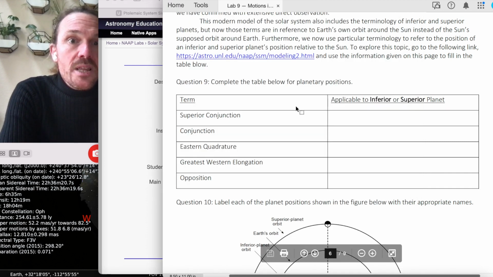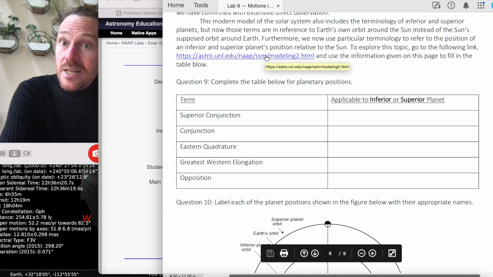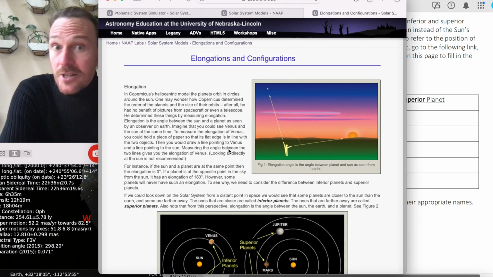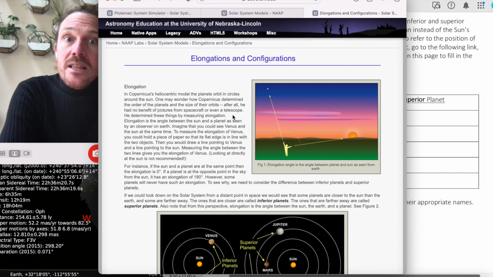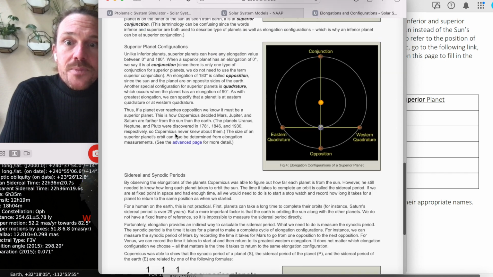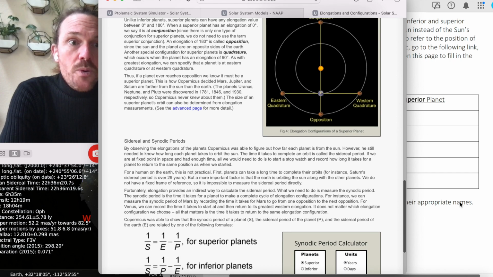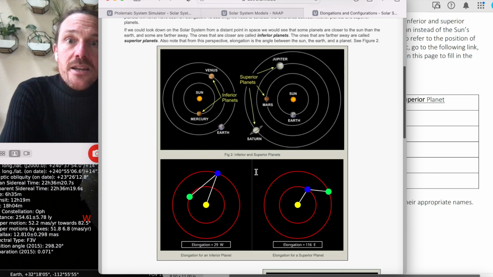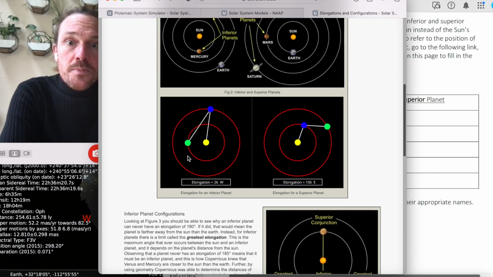And so when I have you go to this link, you're going to want to go to one of those background reading pages that applies to the simulators, okay? So it talks all about elongations and configurations and goes into the details of that. You can see we've got some pictures similar to the one that I have here. I just want you to read over this and be able to define what the different terms mean.